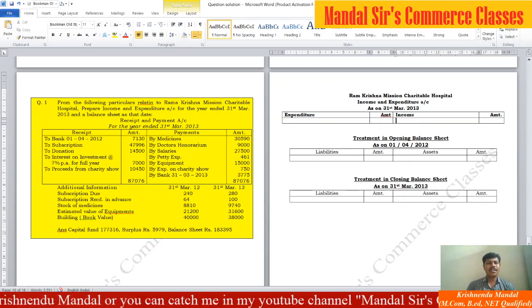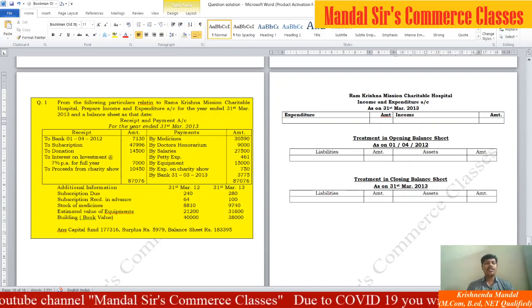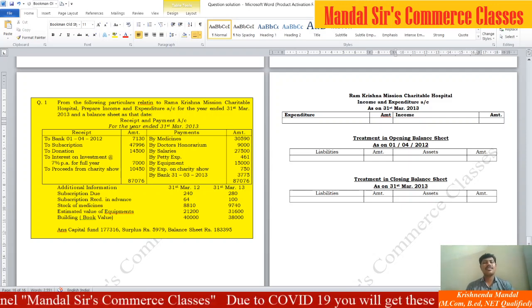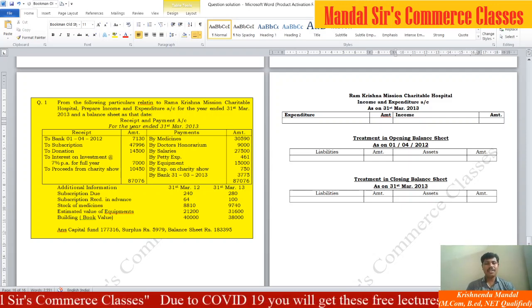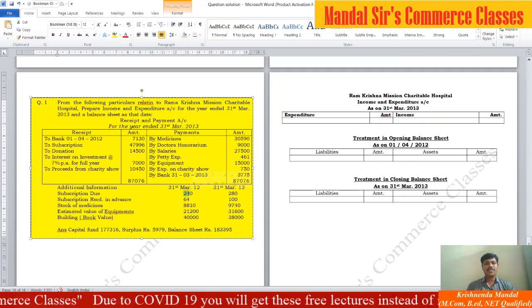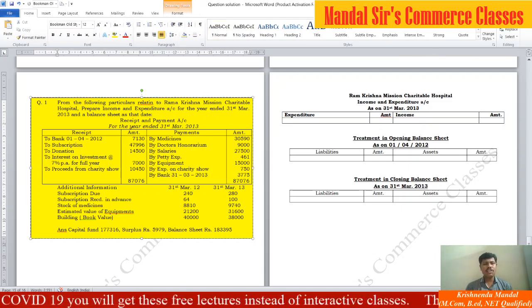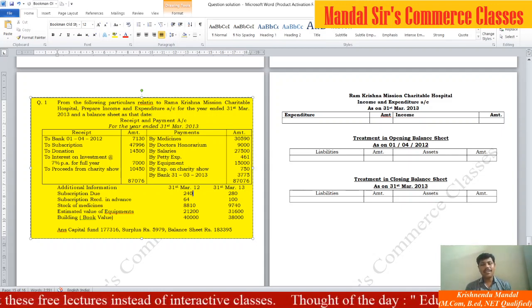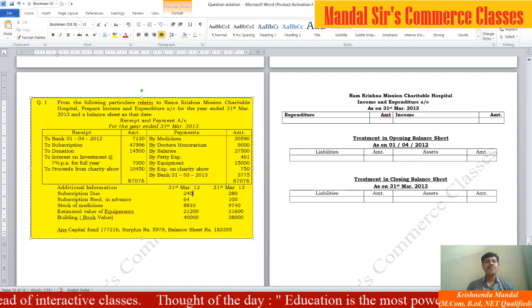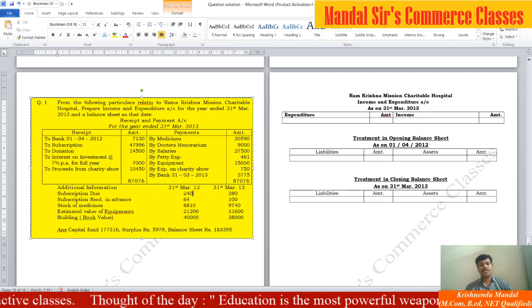Subscription received during the current year is 47,996. So let's read the adjustment. Subscription due. Subscription due means the amount of subscription which is yet to be received. Last year's closing, that is opening balance of subscription mentioned over here, that 240 means 240 rupees of last year is yet to be received, and in the current year rupees 280 is yet to be received. This is the outstanding subscription.